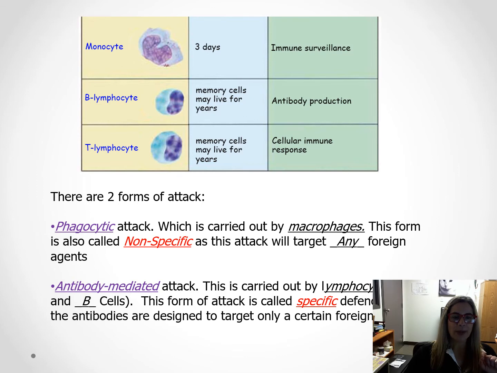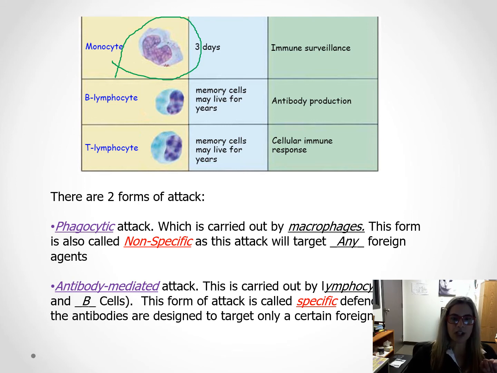Okay, so when we talk about our different types of attack, we talked about this a little bit already. We talked about our non-specific phagocytic attack, and then we talked about our antibody-mediated attack, which is our specific attack. So if we look at our little chart here, this would be an example of a macrophage. So monocytes is kind of an umbrella term, and the one that we have to be familiar with is macrophages.